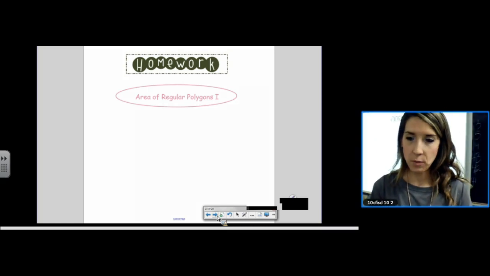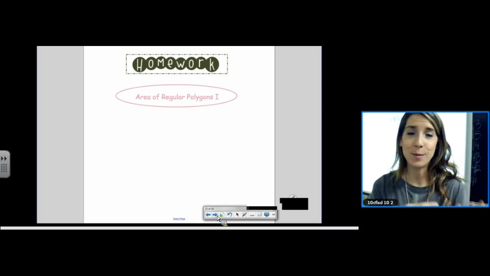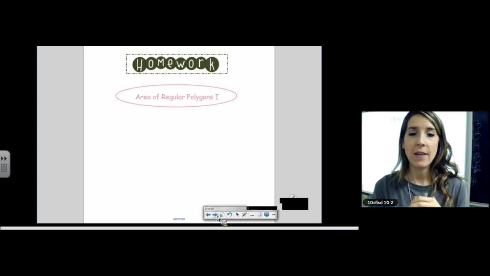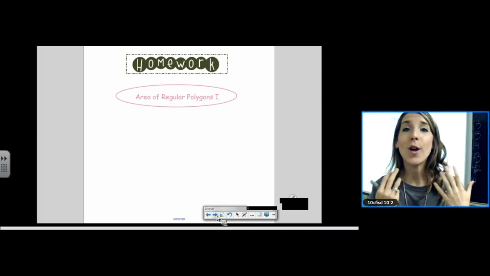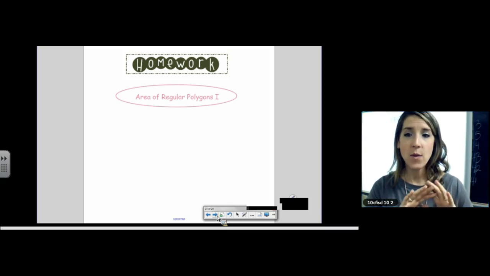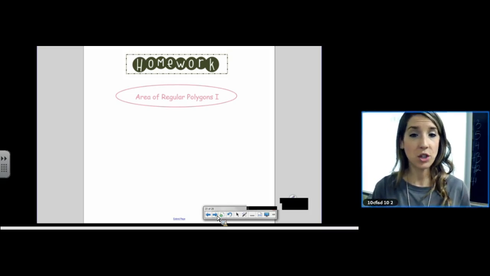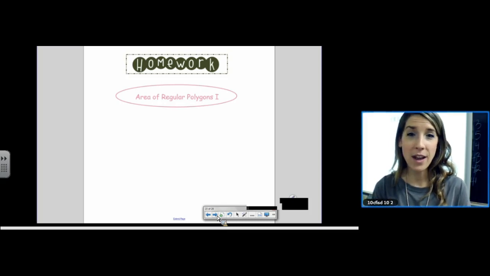So just in summary, a few things to remember. Inscribed means inside, circumscribed means outside. If you have a triangle, a square, or a hexagon, those are special cases, 30, 60, 90, 45, 45, 90. If you have anything else, you're using trig, and you're doing 360 divided by double the number of sides. That will find you your angle, and then you go from there. Do not round as you go, round at the very end of those problems.